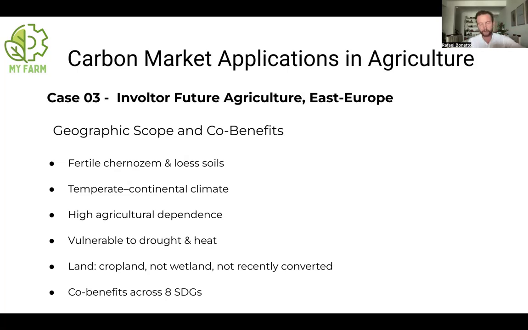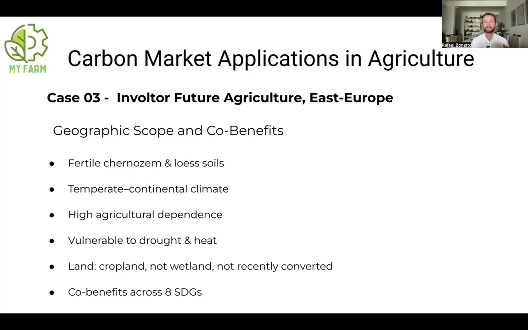Fertile, now those countries, some of those countries, they are very blessed regarding the soils. They have the fertile chernozem soils and loess soils, which are two categories of soil that have a high fertility. They are temperate continental climate, so slightly different than the other countries I have shown you over this presentation. Those countries, they are very highly agricultural dependent.